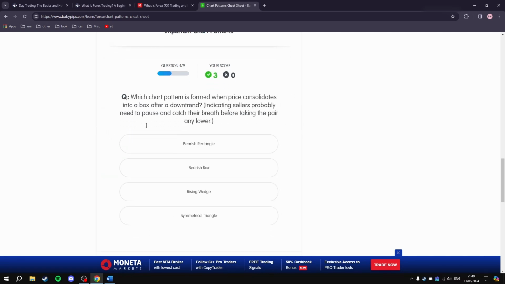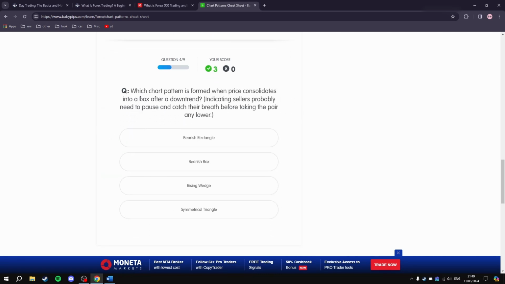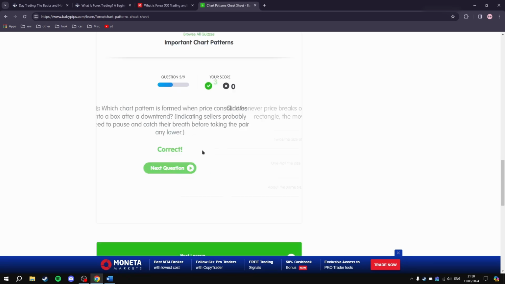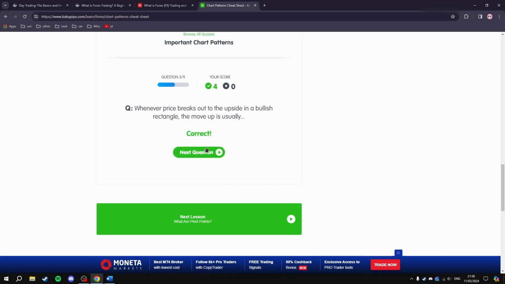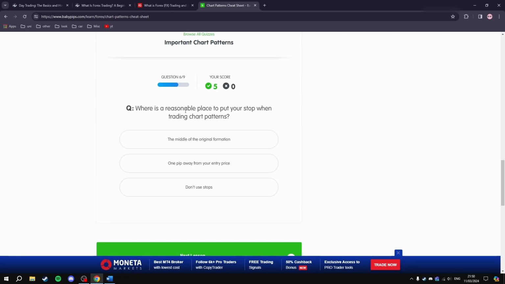Yep. Which chart pattern is formed when price consolidates in a box after a downtrend, indicating sellers probably need to pause and catch their breath before taking the pair any lower? After a downtrend, in the box, the rectangles, they're continuation ones. So if it's a downtrend, then it's going to keep going down, so it's a bearish rectangle. Whenever price breaks out to the upside in the bullish rectangle, the move is usually about the same size.